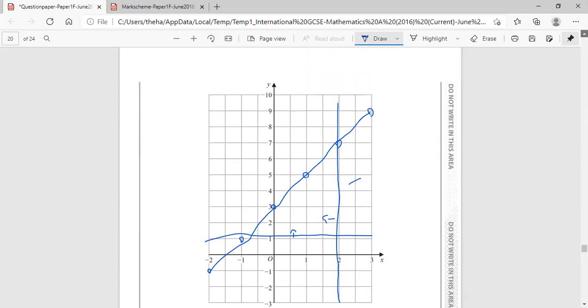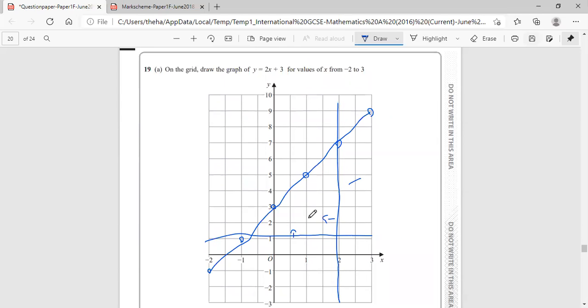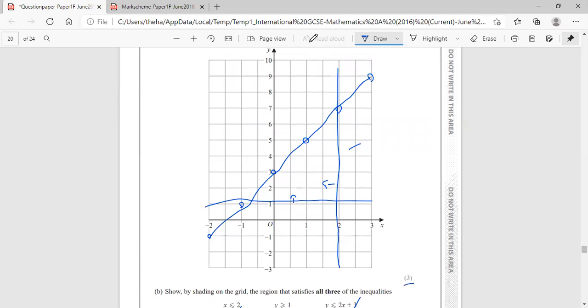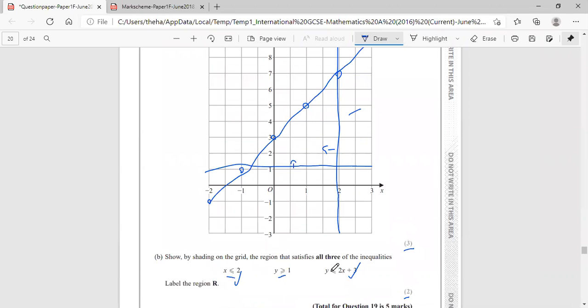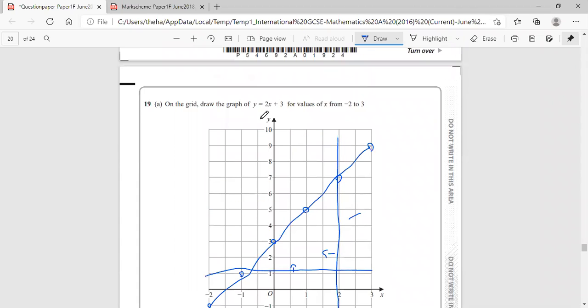Okay, so we can do a test here. We can pick this random point here, 1, 3. So we'll put 1 in for x: 1 times 2 plus 3 equals 5. Sorry, let me just make sure I've got this right. Okay, so what you do here is realize that it is y is less than or equal to 2x plus 3. So y is 3. Is 3 less than or equal to 5? Yes. So what we need to do is shade the region that's outside our area.